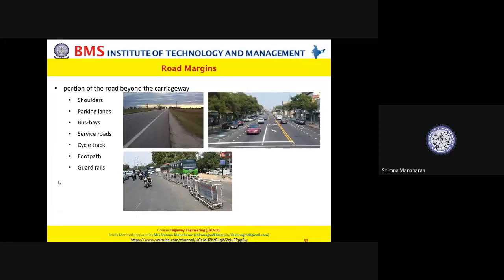So it's also known as sidewalk. And these are also usually provided in urban roads. In urban roads, you will be finding footpath. Then guardrails.